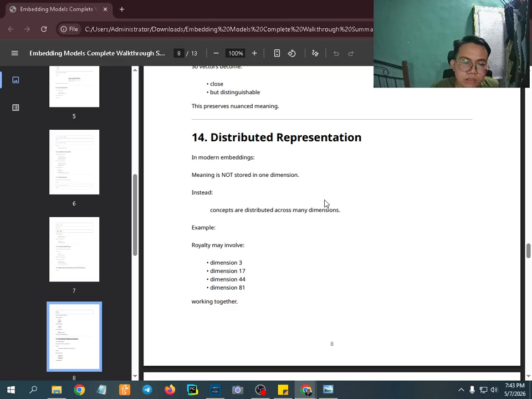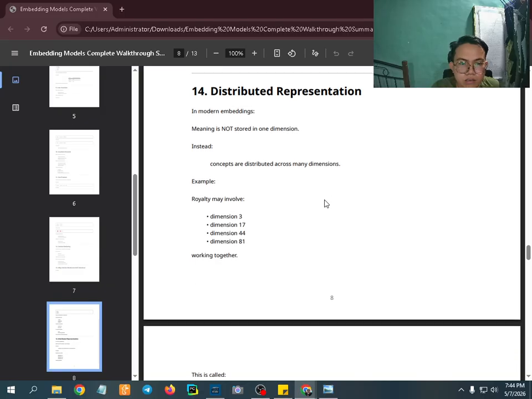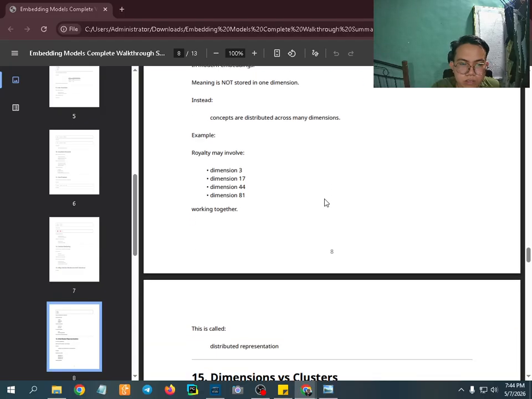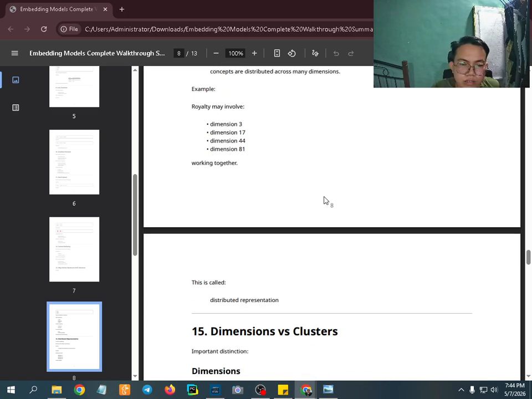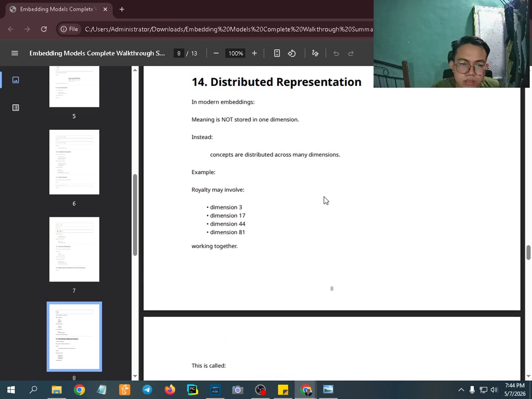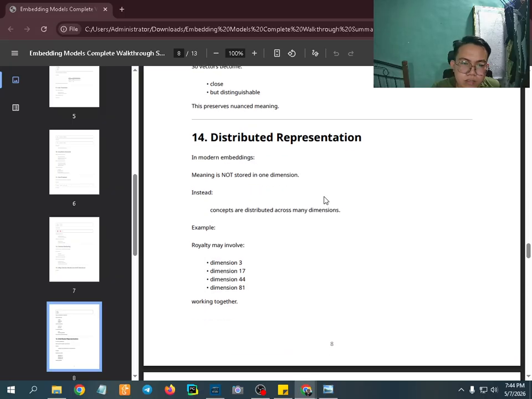Next is distributed representation. In modern embeddings, meaning is not stored in one dimension. Instead, concepts are distributed across many dimensions. For example, royalty may involve dimension 3, dimension 17, dimension 44, dimension 81, working together. This is called distributed representation.